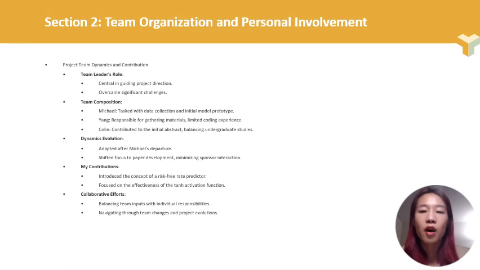This team's dynamic evolved, particularly after Michael's departure, which led to a shift in our focus towards the development of the paper with reduced interaction with our sponsor. This change necessitated a greater emphasis on our individual contributions. In my capacity, I introduced a novel aspect to our model, a risk-free predictor. I also concentrated on evaluating the effectiveness of the 10 activation functions within our neural network model. This experience was not only a journey of managing a team, but also personal growth, as it involved balancing individual research responsibilities with collaborative team effort.